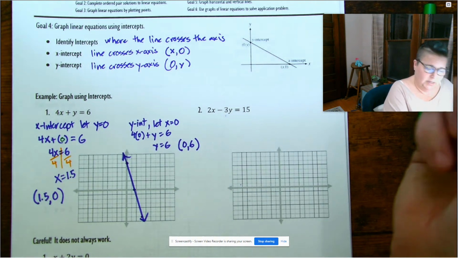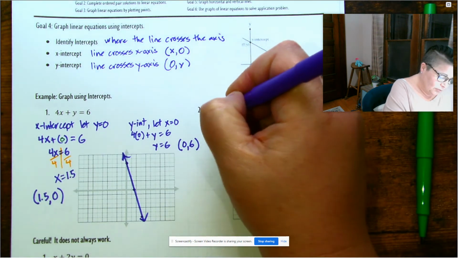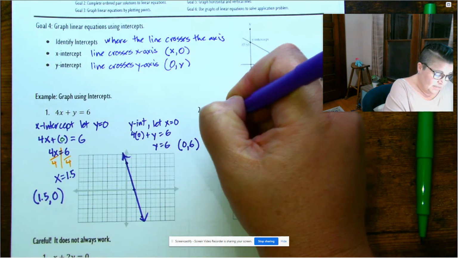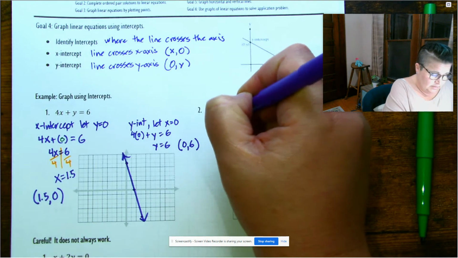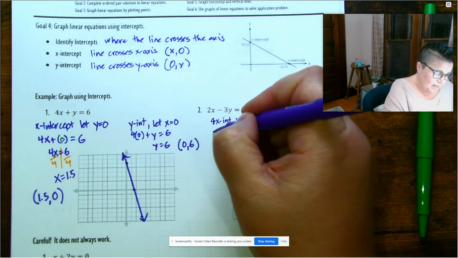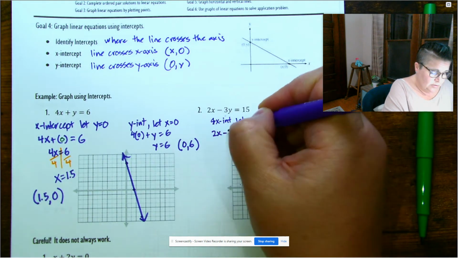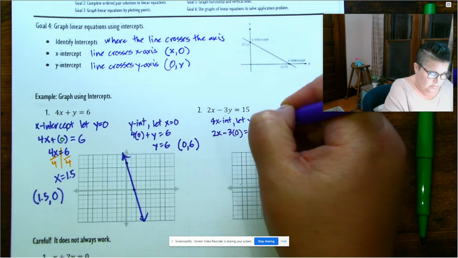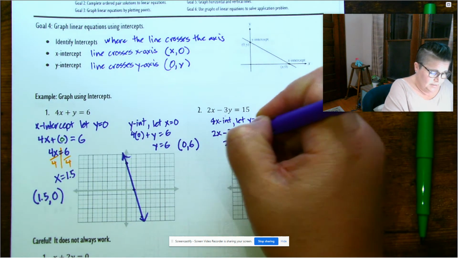Okay, let's try this one again. How do we do this? Well, the first thing to do is to find the x-intercept. So for the x-intercept, we're going to let y equal 0. Then I have 2x minus 3 times 0 equals 15, or 2x is equal to 15. That's going to give us x is 15 divided by 2, or 7.5. So my first point will have an x value of 7.5 and a y value of 0.